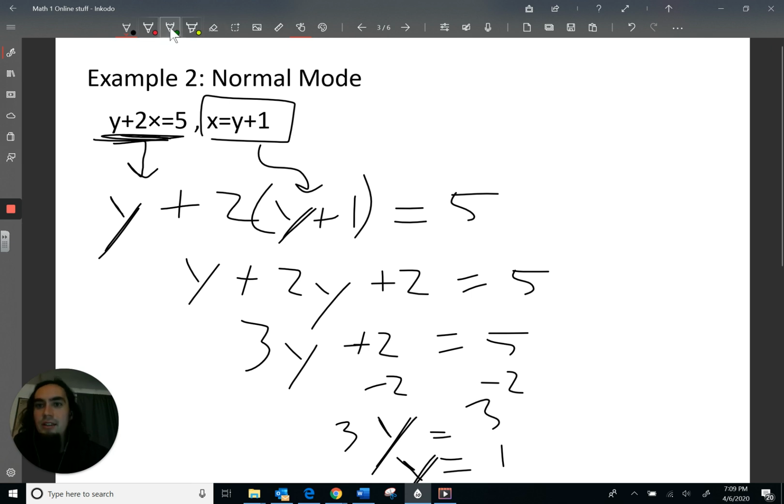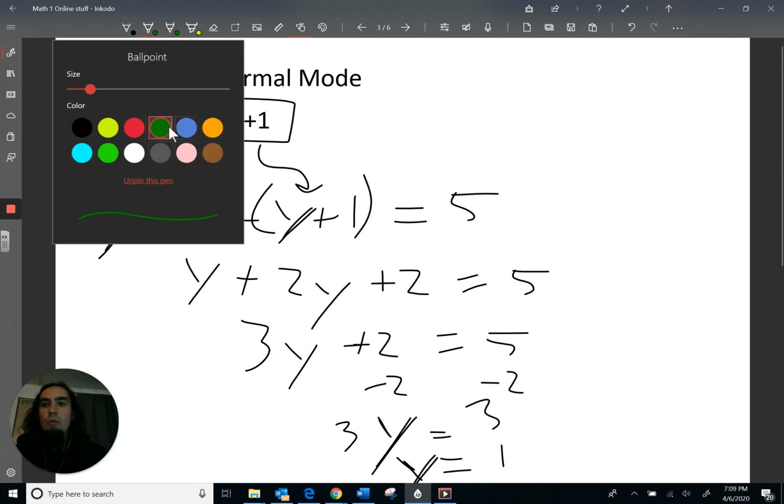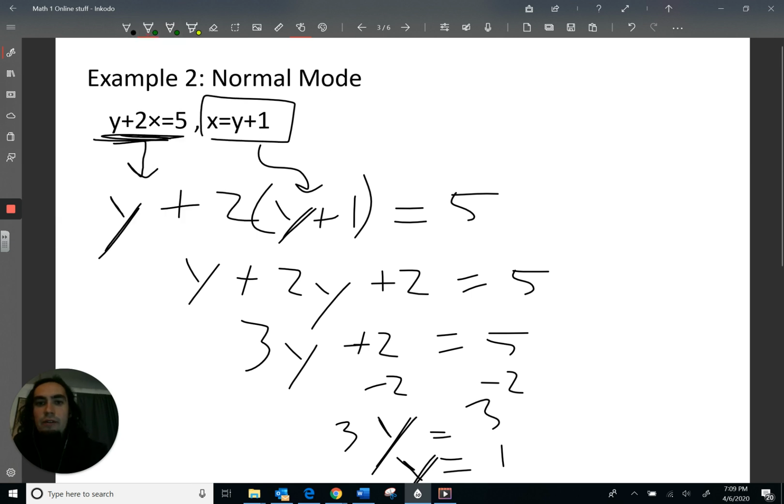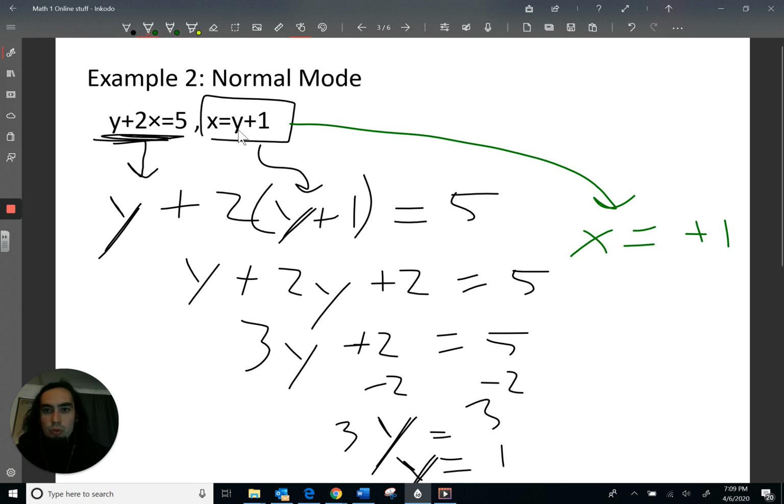So just like the last questions, we're going to go to one of our equations, and we're going to substitute whatever x is, or in this case, whatever y is. X equals y plus 1. Well, what is y? We know that y is 1. So I'm going to put 1 right here. So it's x equals y plus 1, and since y is 1, I'm plugging that in right here. So that gives me x equals 2.